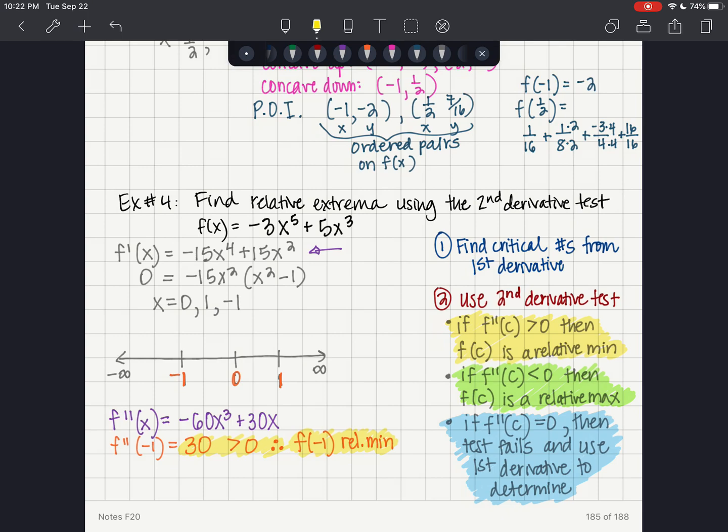I'm having fun. I don't know about you, but I'm having tons of fun. Okay, let's try f double prime of 0. So we put a 0 in, and when I put a 0 in for x, I get a 0. That means that it fails the test. And that's a big fat ugh, right? Ugh.